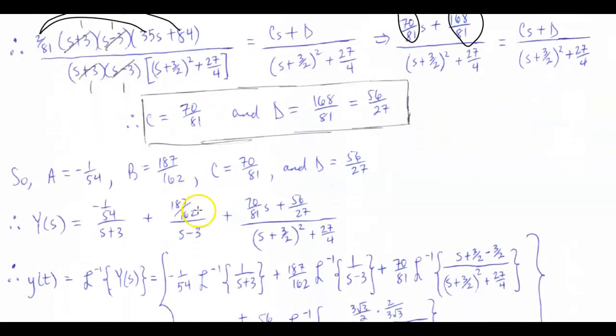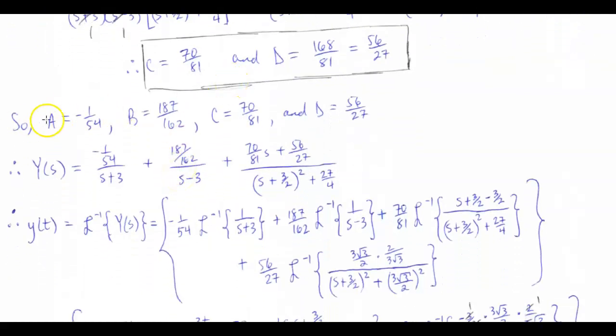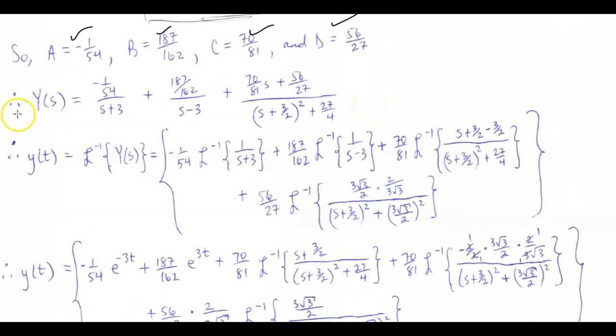Remember, we already found what A and B are. So here we are on the home stretch, now that we have all of our coefficients. And so we go and throw those back into the partial fraction expansion version of our Laplace transform of our ODE.